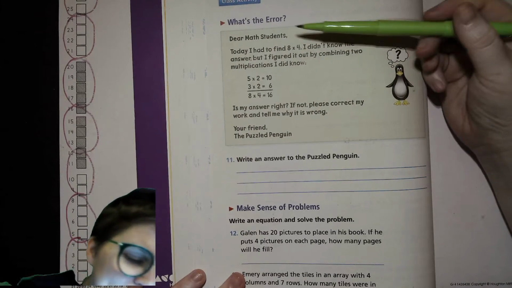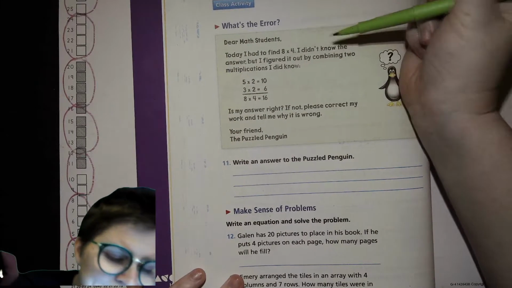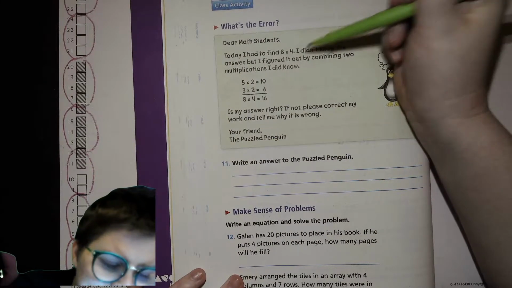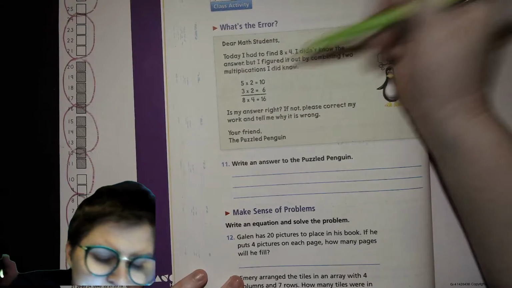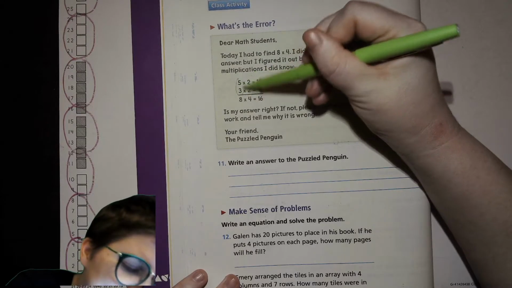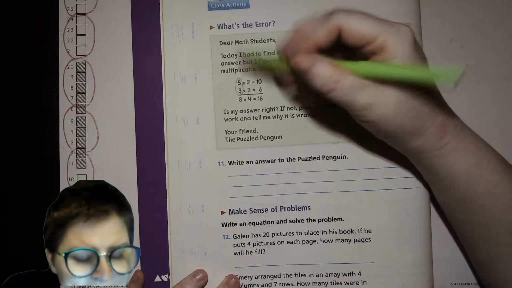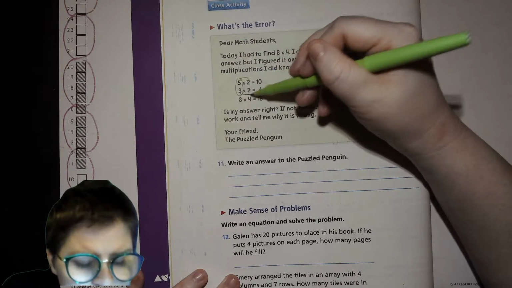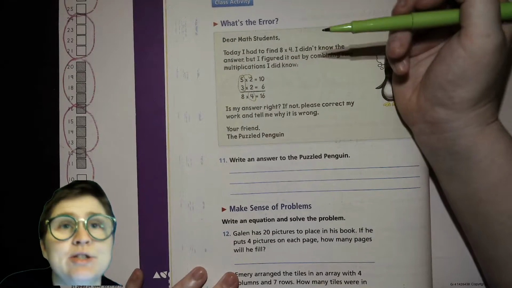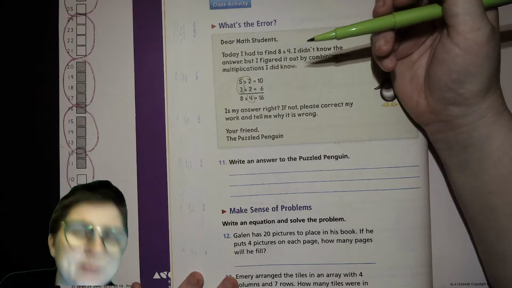It says, dear math students, today I had to find 8 times 4. I didn't know the answer, but I figured it out by combining 2 multiplications I did know. So what they did was they decomposed the 8 into 5 and 3, okay. But then instead of multiplying those each by 4, he multiplied them each by 2. My answer right? If not, please correct my work and tell me why I'm wrong.